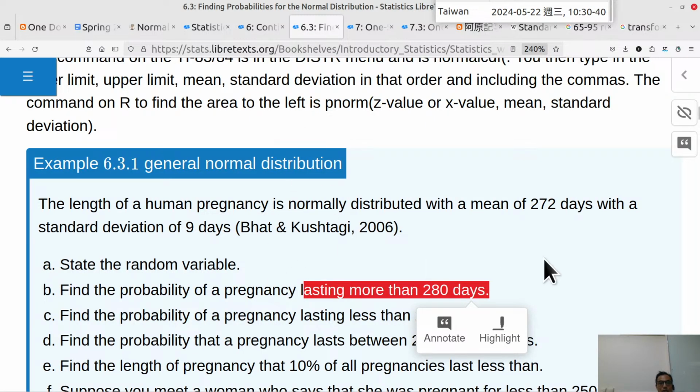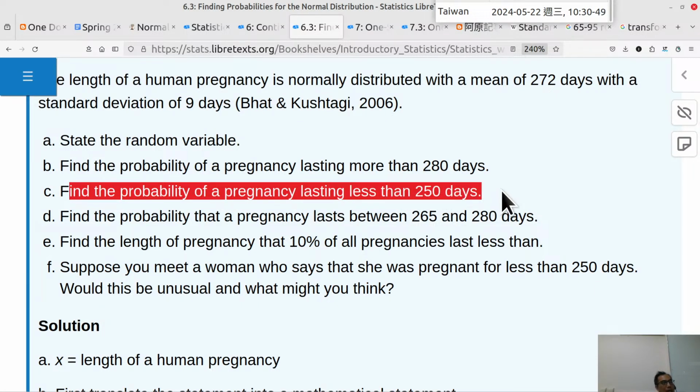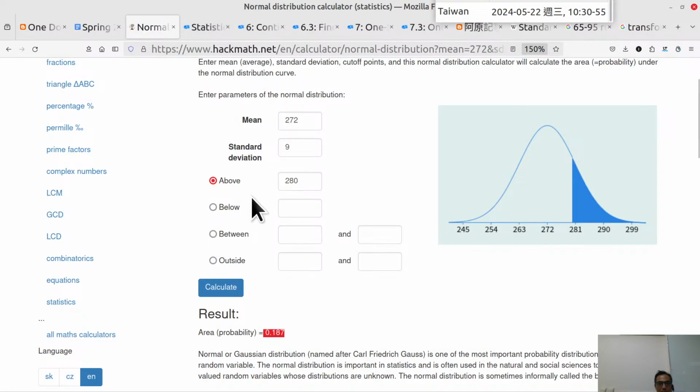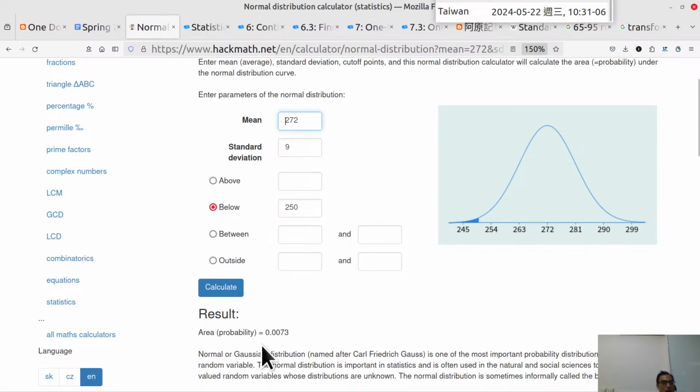The information is here. Next, you can find the probability of a pregnancy lasting less than 250. Select your information here, below 250, calculate. Wow, that is very small. The number is 0.00373, like this. Please do this part. You can use 2 minutes for this, and if you have questions, please let me know.